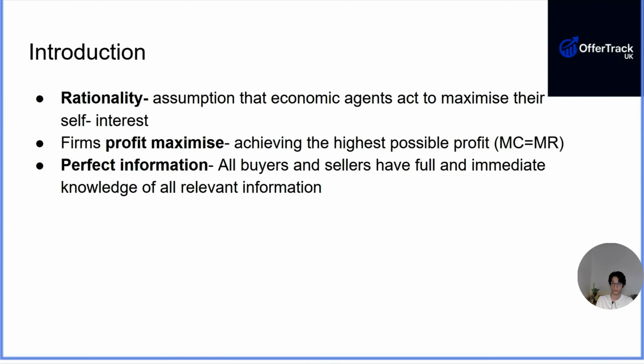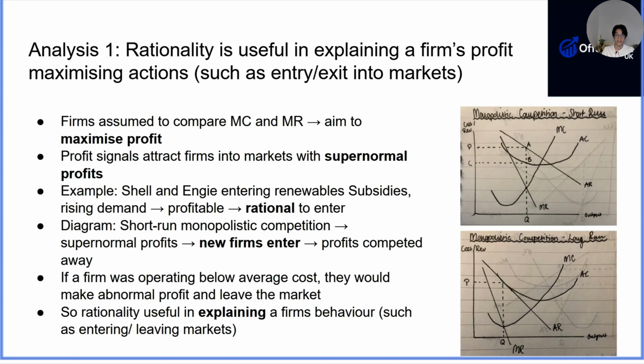Let's analyze. So let's start with the idea that rationality is actually pretty useful for understanding how firms behave. If we assume that firms are profit maximizers, then it makes sense that they'll enter the markets where they believe they'll make the most profits. That's how standard economic theory works. Firms make decisions by comparing the marginal cost and marginal benefit of entering or staying in a market.